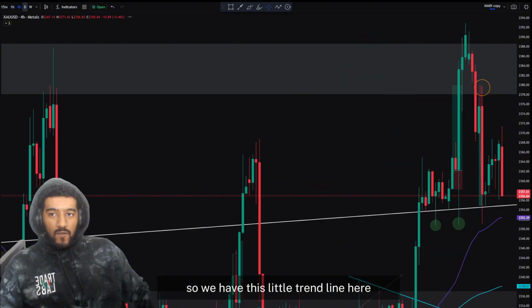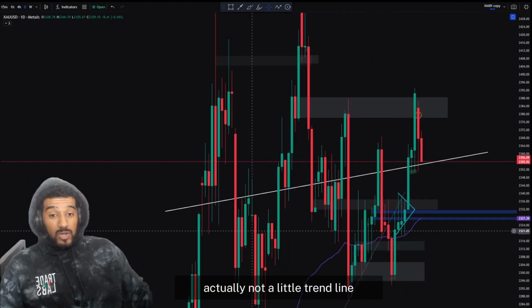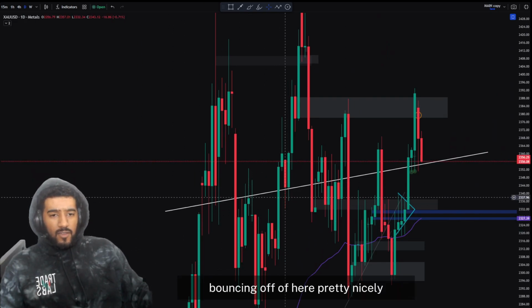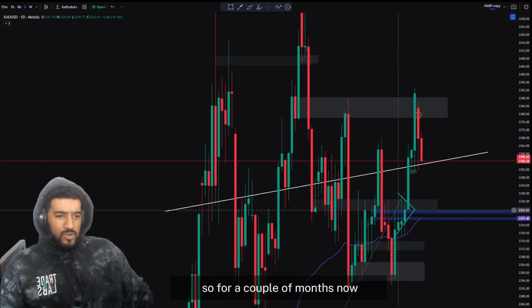So we have this trend line here. Actually, not a little trend line. This is a pretty strong trend line. This is the daily chart. Price has just been bouncing off of here pretty nicely since around April, so for a couple of months now.